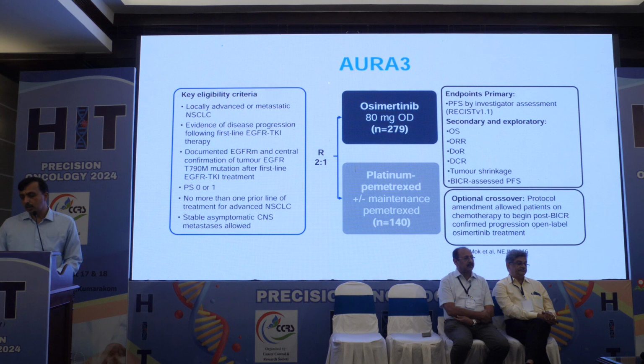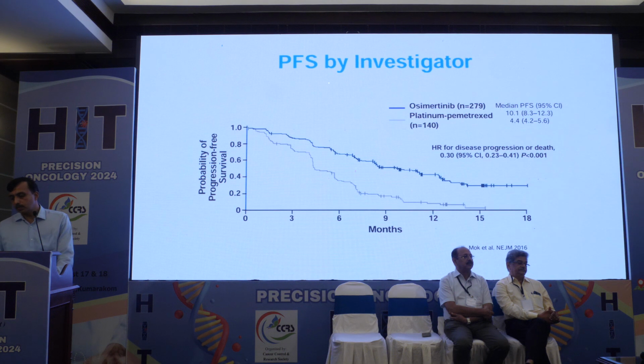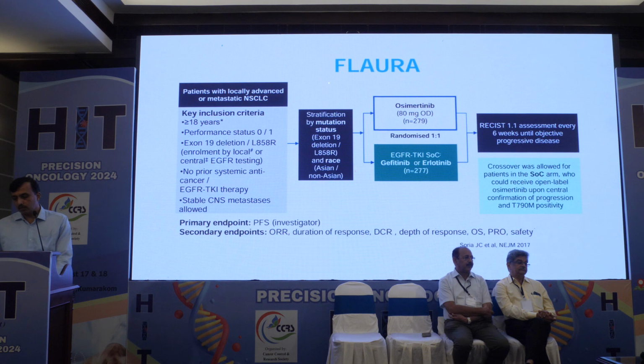So that is where AURA3 was, again in 2016. It was for evidence of disease progression following prior EGFR TKI. So we had osimertinib in one arm and platinum pemetrexed plus maintenance pemetrexed in the other. The PFS by investigator: after progression, they had just 4.4 months of PFS with the chemo, while with osimertinib it was around 10.9.